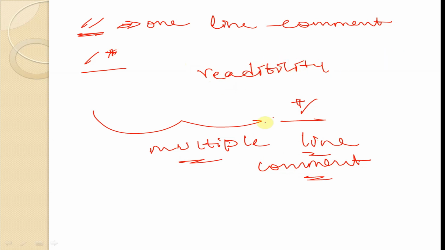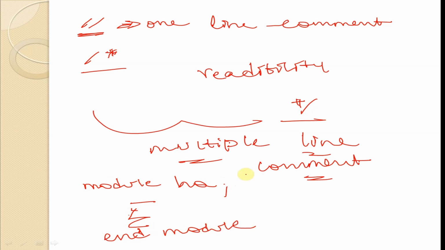For example, if we write any code, we will take again our half adder example: module half adder, and we will write some code here, and we will end the module. For increasing the readability, for example, to say what this module is doing, we can write a single line comment: this module is a half adder module. So the reader who is reading our code can understand which design we are writing. These comments are used for increasing the readability.